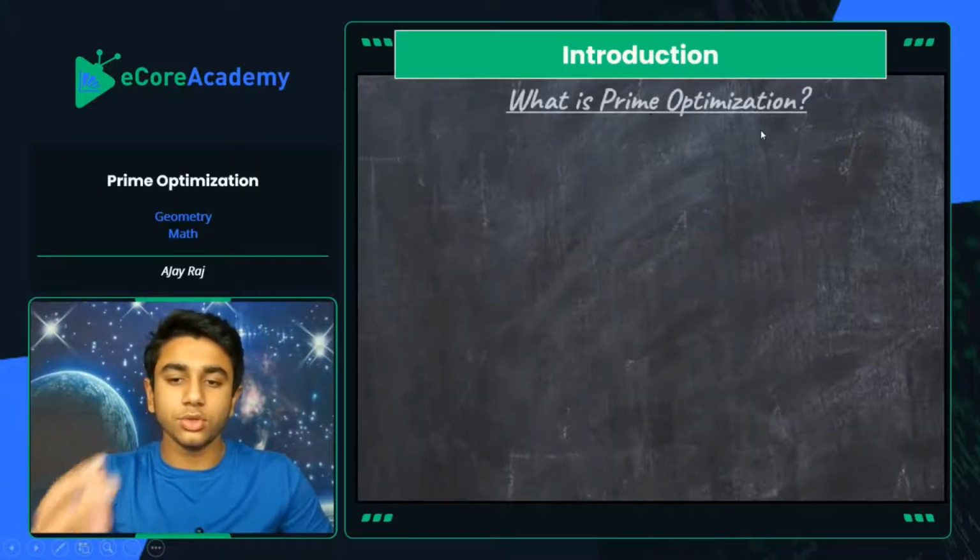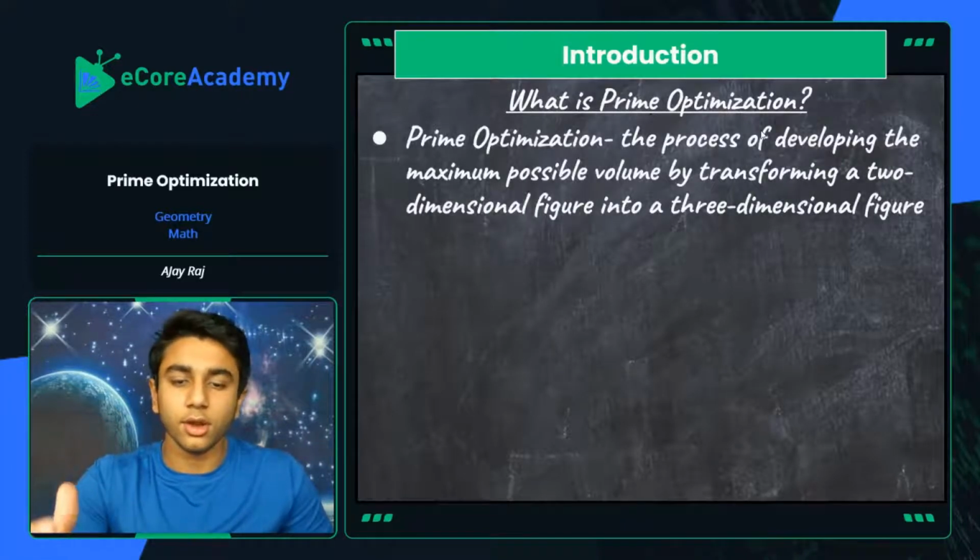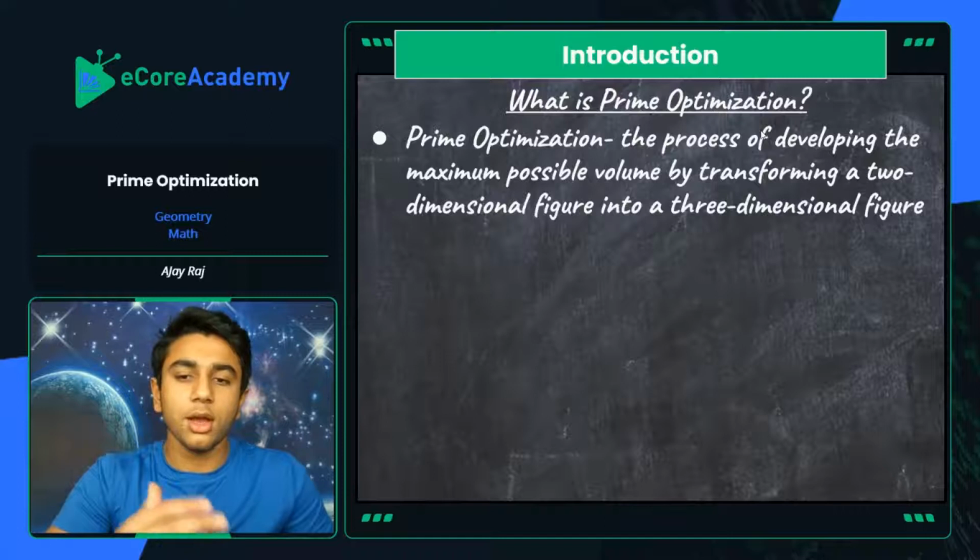So let's introduce this topic. What exactly is prime optimization? What's the definition? I'll give it to you right here. So prime optimization is a process of developing the maximum possible volume by transforming a two-dimensional figure into a three-dimensional figure. Prime optimization also has to do with maximizing area.